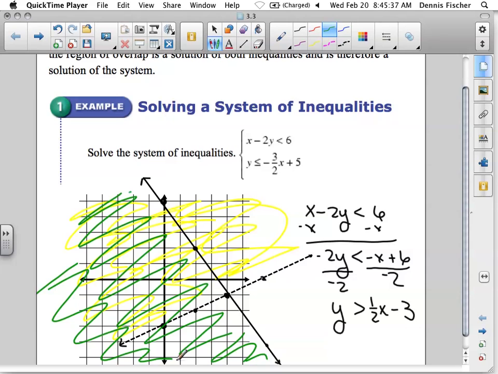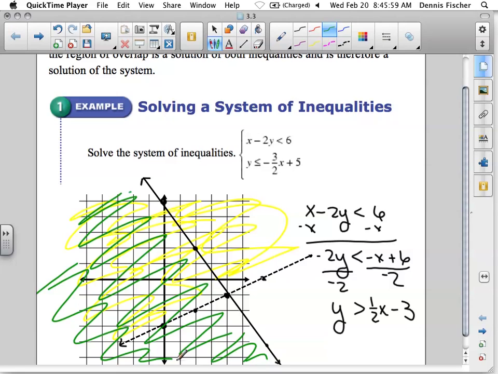So how would you write your answer? My answer is this graph. The answer is the graph. I should be able to see your points, see that the line is dotted, see that this is solid, and see where your shade overlaps.